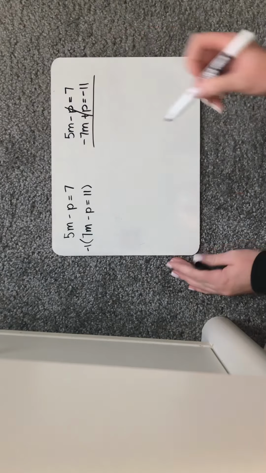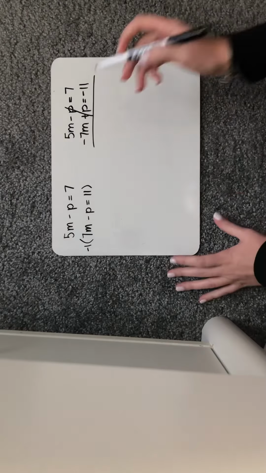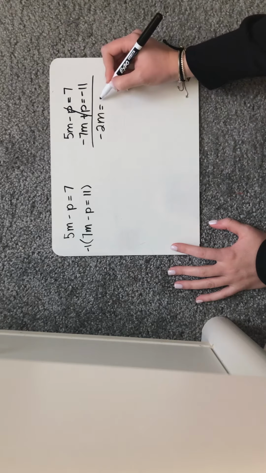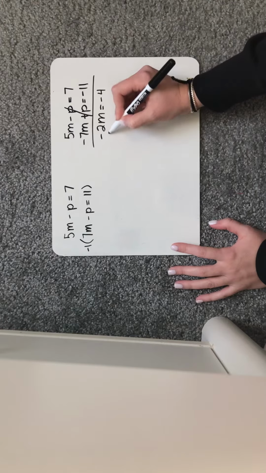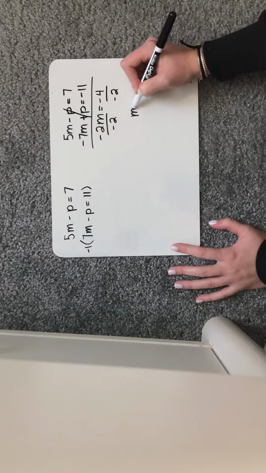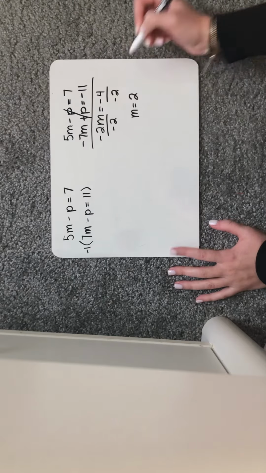And I'm going to do 5 minus 7. That becomes negative 2m is going to equal 7 minus 11, which is negative 4. I'm going to divide by negative 2 to get m by itself. And that is going to become a positive 2.